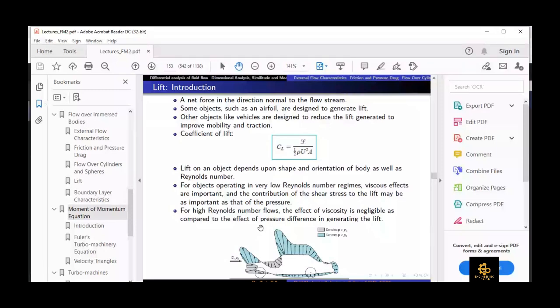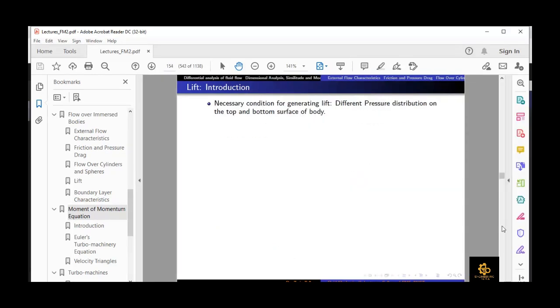And lift is not desirable for objects which are to be traveling on the ground, like buses and cars, which have more control of the vehicle. So in the last class, we discussed in detail about different aspects.